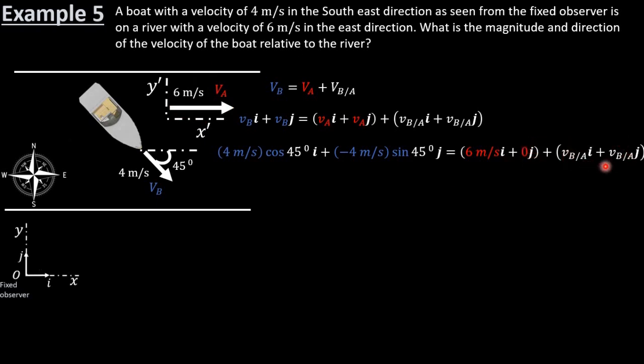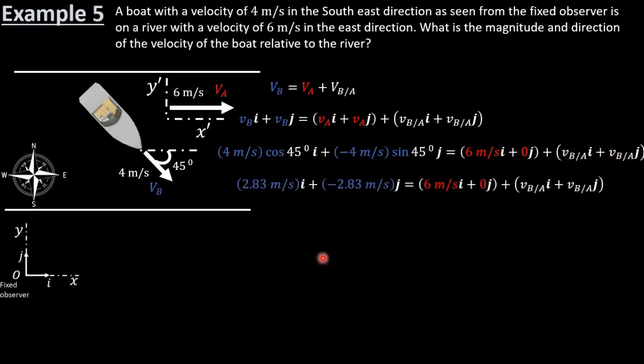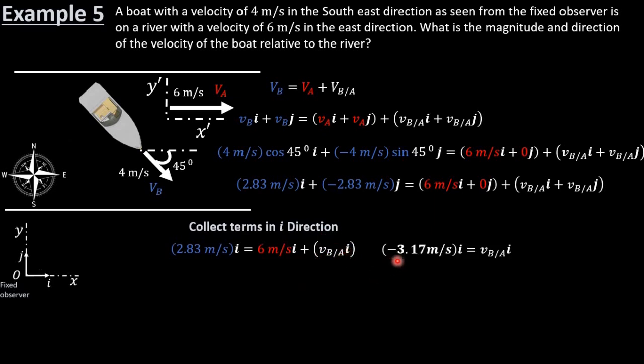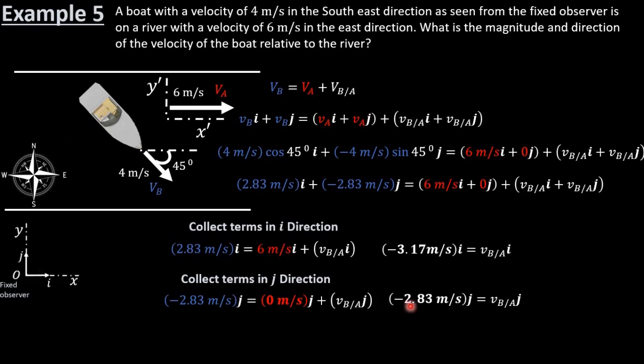And we are trying to find the relative velocity here, so we don't know any of these values at the moment. So simplify all that down in your calculator and then collect all your terms in the I direction. So this term and this term to get this. Solve for the velocity of the boat relative to the river in the I direction to get minus 3.17 meters per second. Collect your terms in the J direction. So this term, and it's 0 here, and this term to get this. And this is just going to be minus 2.83 meters per second, because this term is 0. So we get minus 2.83 meters per second in the J direction for the velocity of the boat relative to the river.